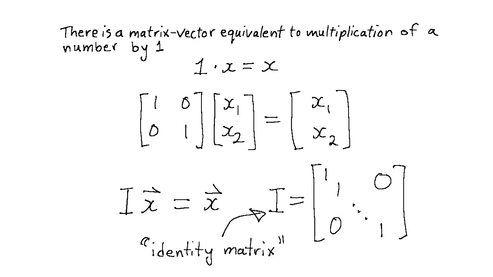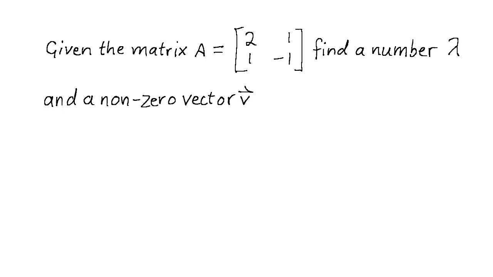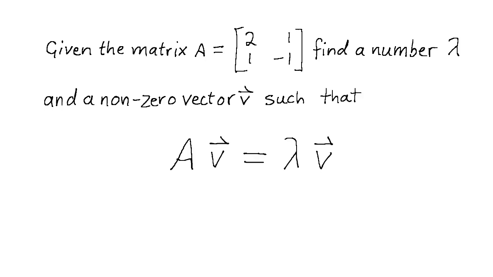We're now in a position to begin the broader discussion we're really interested in having. That broader discussion revolves around solutions to problems like this. Suppose I give you a square matrix A, something like 2, 1, 1, negative 1. Then, suppose I challenge you to find a number lambda and a non-zero vector v such that A times v gives the same result as the one we would have obtained had we just multiplied v by the number lambda.